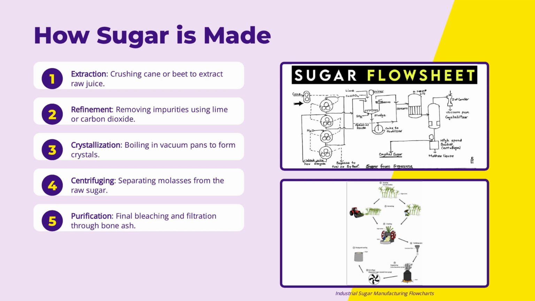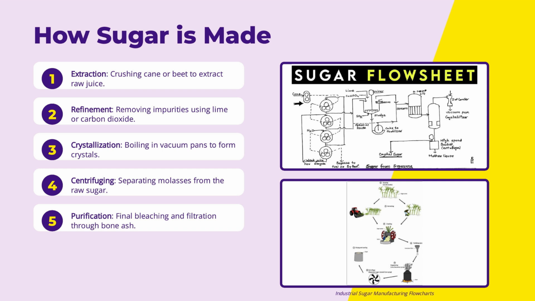The third step is crystallization. The purified juice is concentrated by boiling under vacuum. As water evaporates, sugar crystals begin to form. The fourth step is centrifuging. A centrifuge separates the sugar crystals from molasses using centrifugal force. This produces raw sugar crystals.